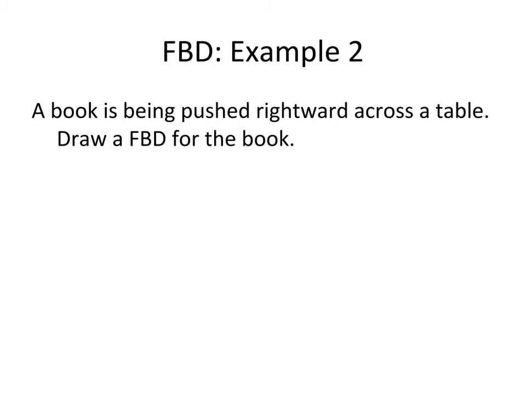How about this one? A book is being pushed rightward across a table. Draw a free body diagram for the book. So here's our book. We have the applied force. We have the friction force acting opposite to the direction of motion of the book. Force of gravity acting downward. And the normal force acting upward, or perpendicular to the table. So we're assuming that the table is horizontal in this case.